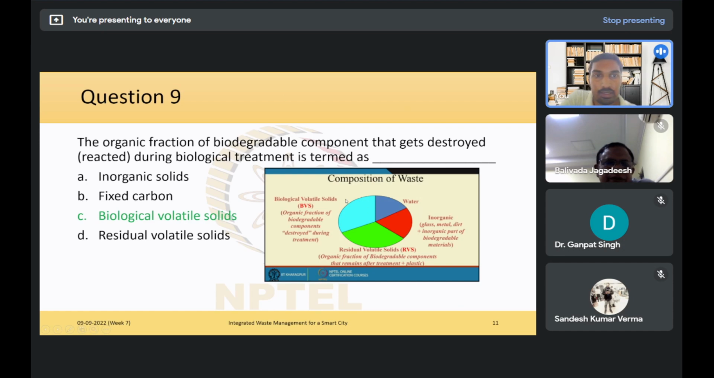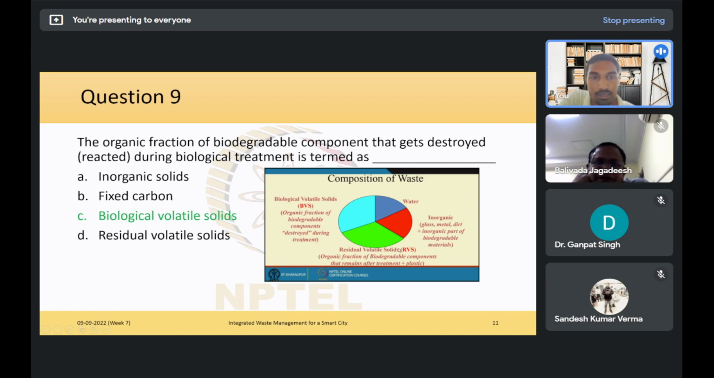If you remember the pie chart which shows the composition of waste, we have these different components, which is BVS or the biological volatile solid. We have some moisture or water and some inorganic components, and then the residual volatile solids. Out of these, the one that biologically reacts is the biological volatile solid. So it is the organic fraction that reacts during a biological treatment.